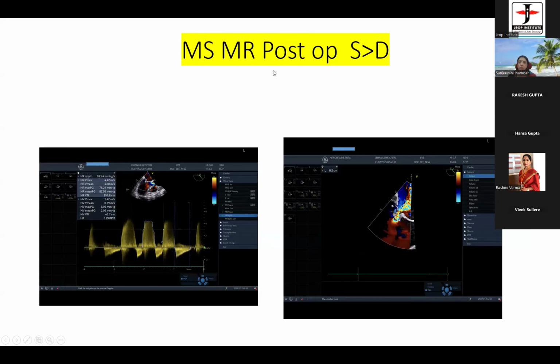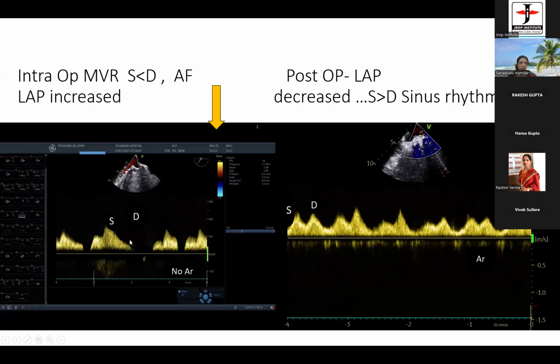How beautifully post-operatively S became more than D. See, this is the S and D before operation. The moment we changed the valve, there was S more than D. So it indirectly tells us that the patient is doing fine. There are many surgeons who just look at the pulmonary vein nowadays, and if it is abnormal, they wait, give rest on the pump, or sometimes they go back on the pump and correct if something is to be corrected.